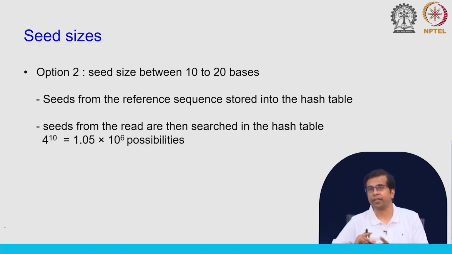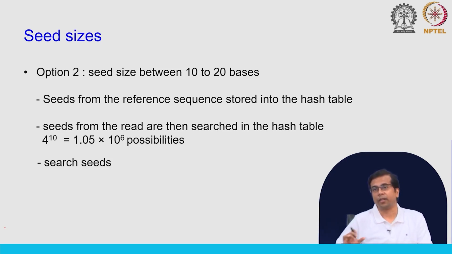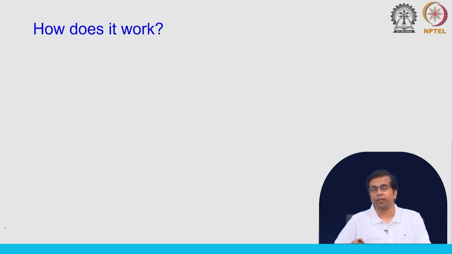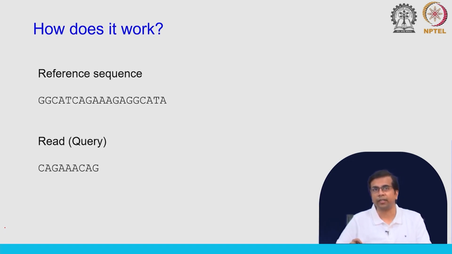and if we have a seed size of 10, that is about 4 to the power 10 possibilities, which is close to a million possibilities. This is quite manageable compared to the earlier scenario. Once we have done that, we generate these seeds from the read sequence and then search against this hash table. We have a million possibilities, and among them we have to match from the read. Let us look at how it works, and take some examples.